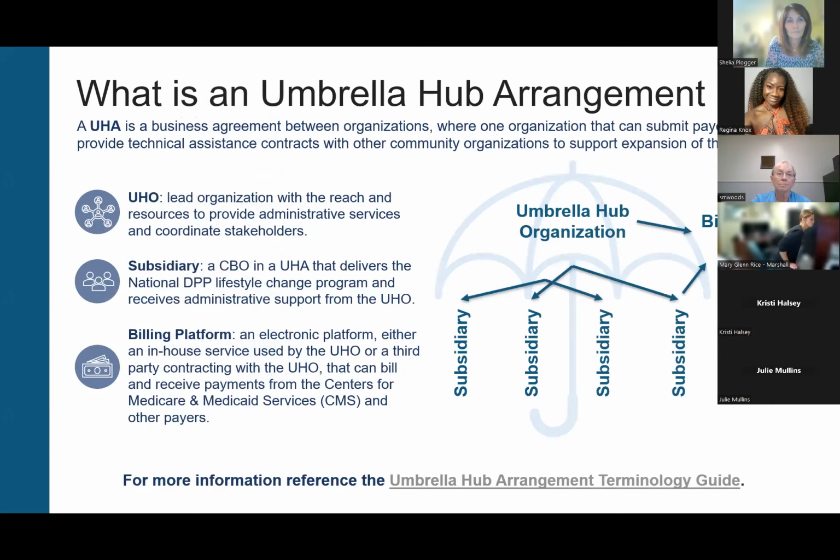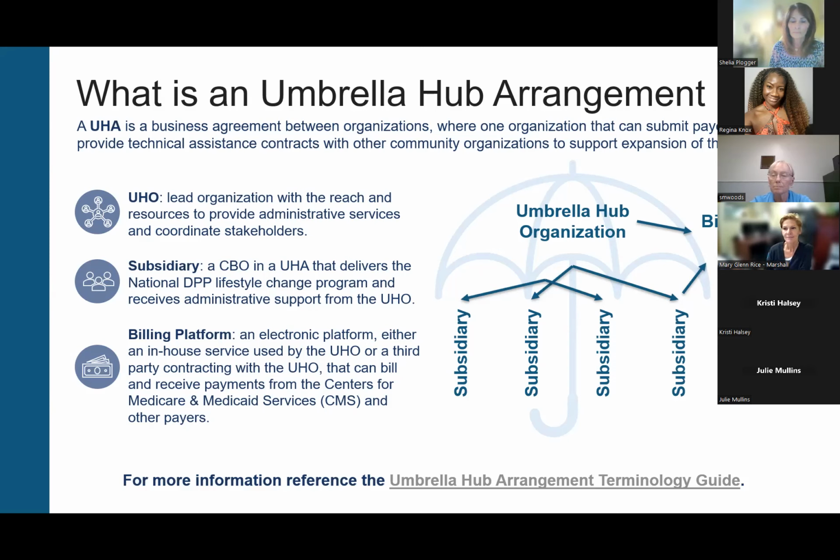So I think most people on today's information session have heard of or have knowledge of the National DPP, the National Diabetes Prevention Program. The Umbrella Hub arrangement was created as a funding mechanism for small CDC recognized organizations, mostly community-based, that typically would not have access to billing for this type of service as far as a claim. So it's a way to help them get some of that health insurance reimbursement for offering the National DPP. So that's how the model is set up.